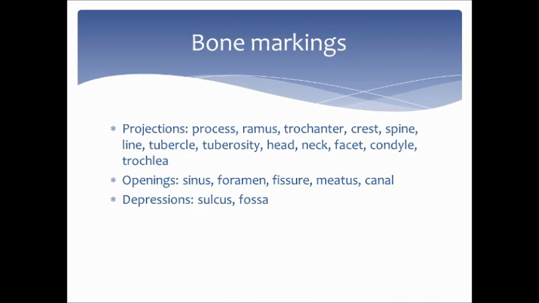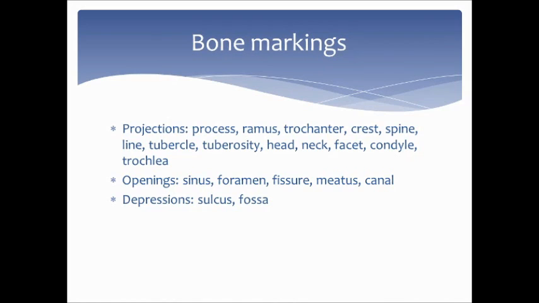A ramus makes an angle. A trochanter is large and rough. A crest is a prominent ridge. A spine is more pointed. A line is a low ridge. A tubercle is small and rounded. A tuberosity is rough, like our ischial tuberosity.